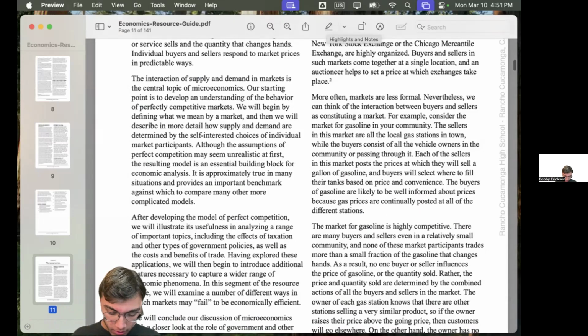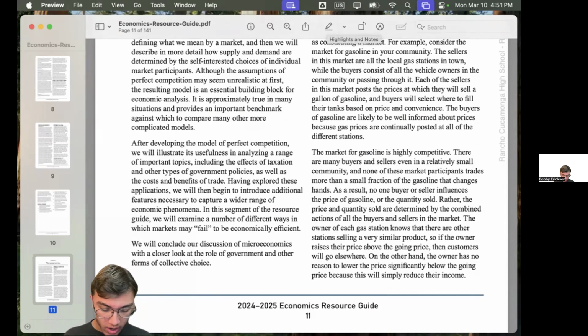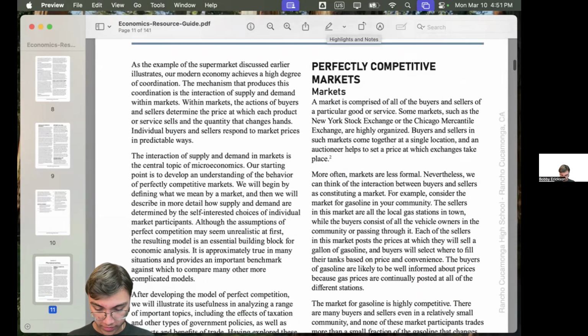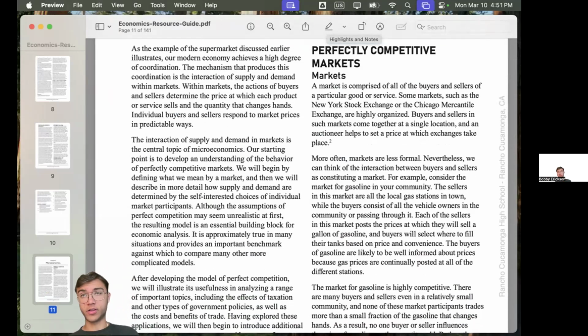So then after perfect competition, we're going to start talking about taxation and governmental policies, as well as costs and benefits of trade. So how does trade interact in a broader economy as a whole? Then we're going to look at how markets fail as well, and this is going to be largely due to externalities. Then finally, we get to talk about the role of government and forms of collective choice. So let's get started with perfectly competitive markets.